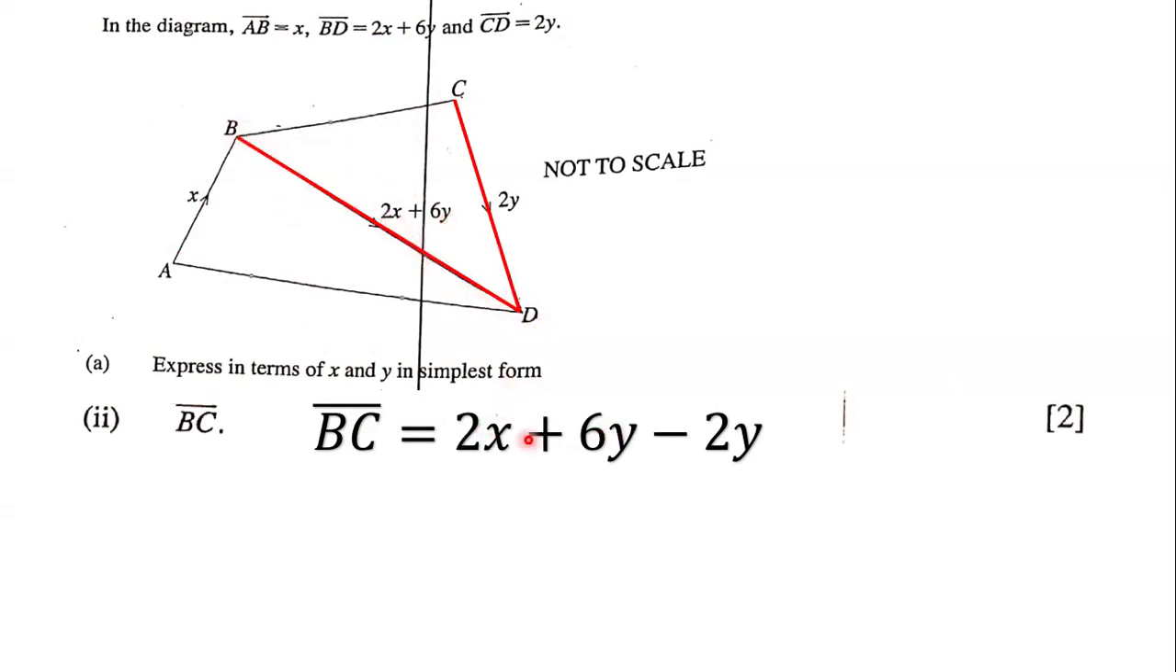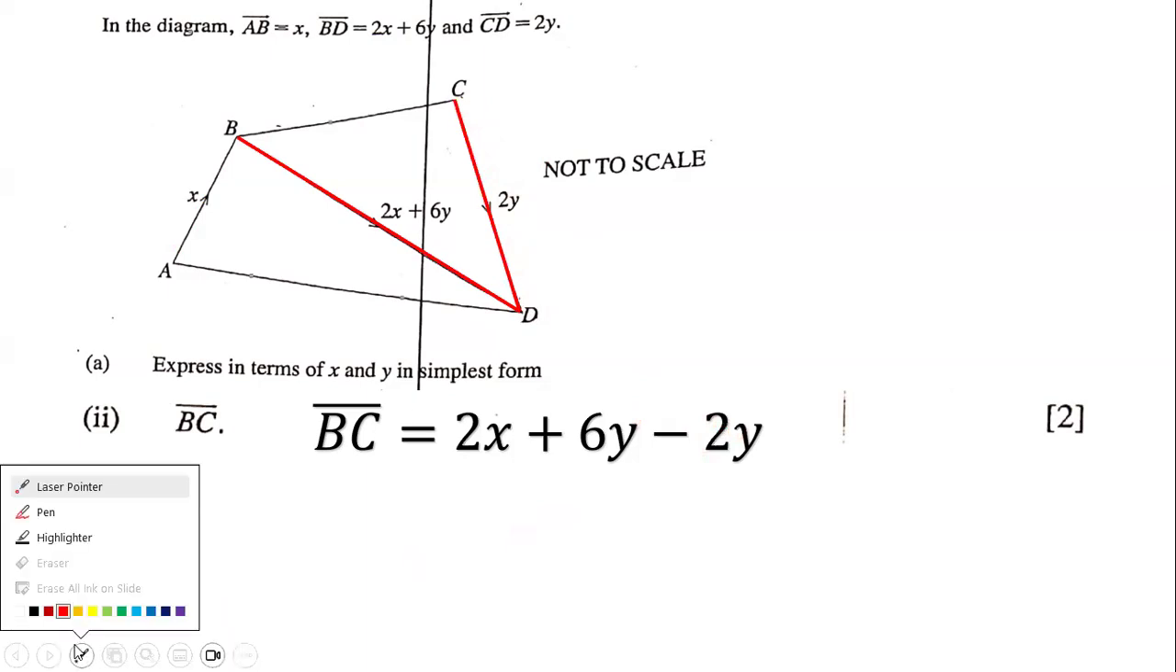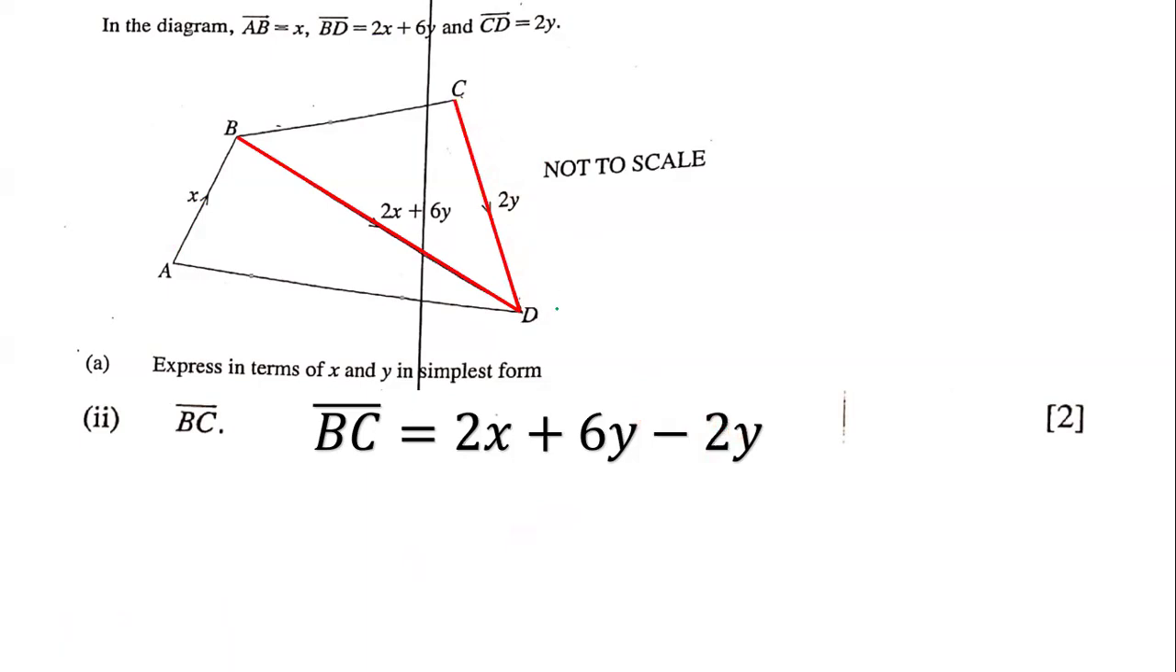2x plus 6y, which we have here. And D to C is negative 2y. Now, why is it negative 2y? It's negative 2y because we are going in the opposite direction. Notice that 2y is from C to D, but we're going in the opposite direction from D to C. So since we're going in the opposite direction, it's not going to be 2y, but it's going to be negative 2y. And so we have 6y minus 2y, and 6y minus 2y is equal to 4y. And so BC is equal to 2x plus 4y.